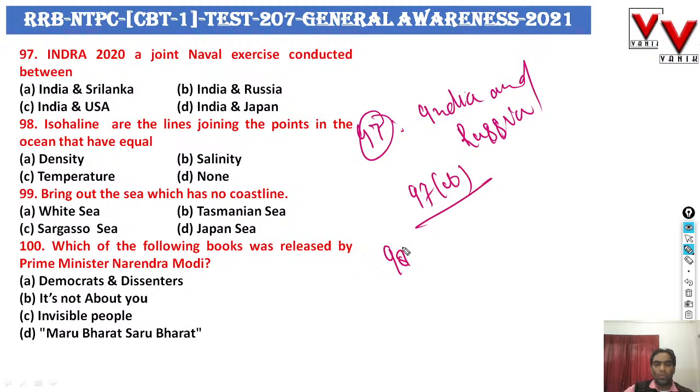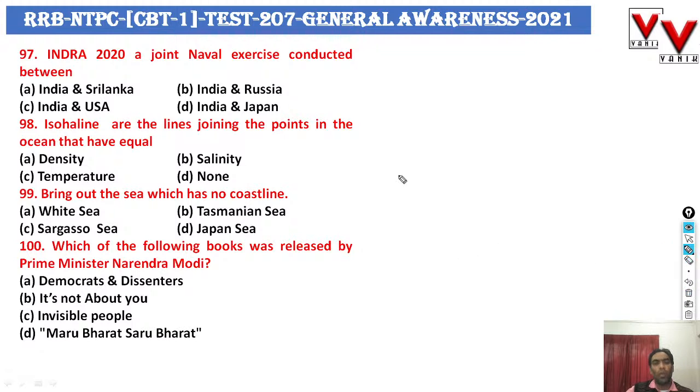Now we are going to discuss the 98th question. Isohaline is the line joining the points of the ocean that have equal salinity. So the right answer is B. 98, right answer is B only. Isohaline is the line which joins the points which have the same salinity.